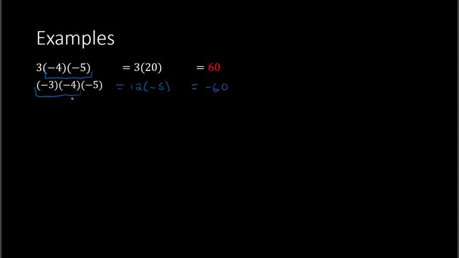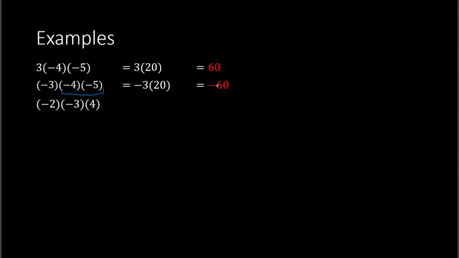So my answer would be a -60. And I can multiply other numbers first too if I wanted. I could have done the -4 times -5 first. Negative times negative is positive. 4 times 5 is 20. So -3 times a positive 20 would give me a -60, because positive times negative gives me a negative number.